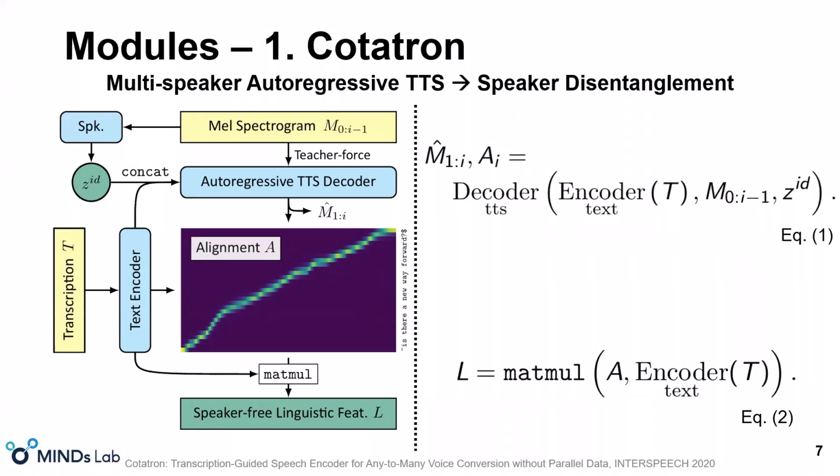If we train the Tacotron 2 with multi-speaker dataset by adding the speaker encoding module, then the output of the text encoder will be naturally speaker independent. Furthermore, the text-audio alignment does not contain any information that is relevant to the speaker identity, except the rhythm of the speech. Therefore, we can obtain the speaker-independent linguistic features with a matrix multiplication between the alignment and the text encoder output, which is shown in equation number 2. From now, we call these features the Cotatron features. Please note that the length of the Cotatron features is identical to that of the source mel spectrogram.